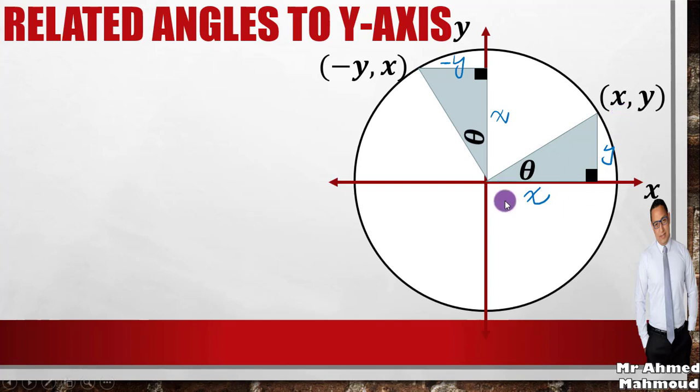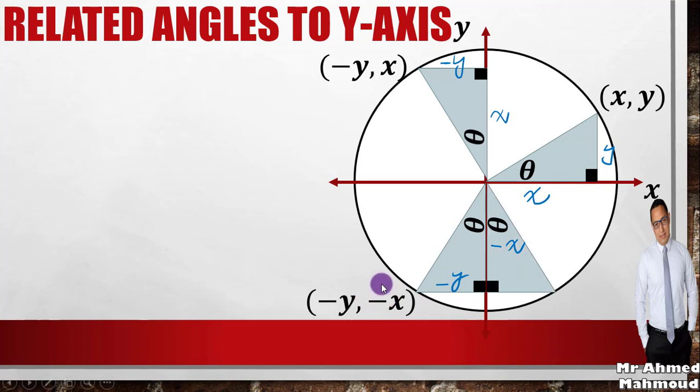Okay, what will happen according to the angle here in this position? Here in this position, this is negative x and this is negative y. So the x coordinate becomes negative y, the y coordinate becomes negative x. So the point will be like this, negative y, negative x. Negative sine, negative cosine. Cosine becomes negative sine and sine becomes negative cosine. Okay, there are two changes, in the sign and in the function.